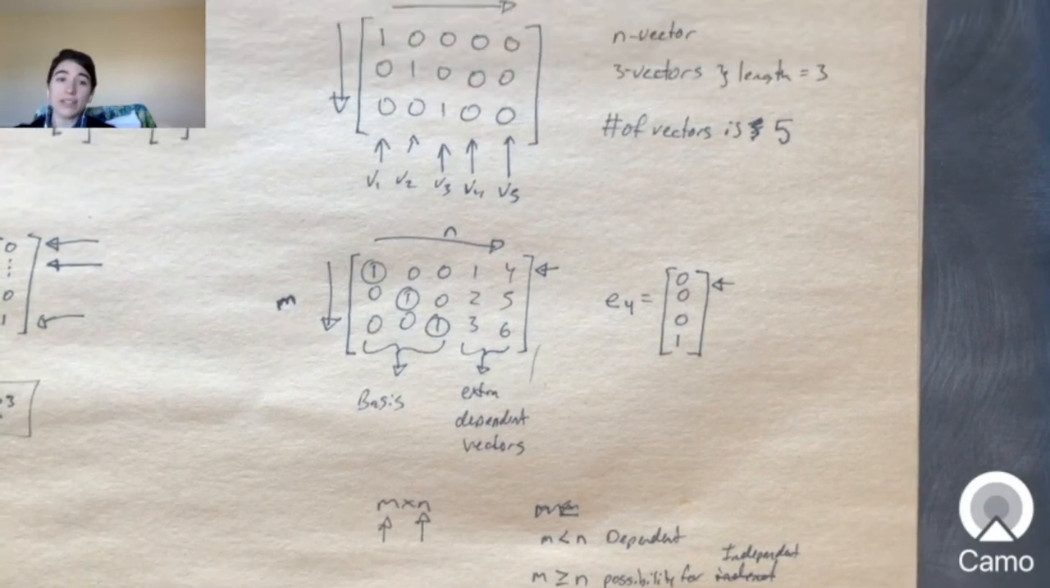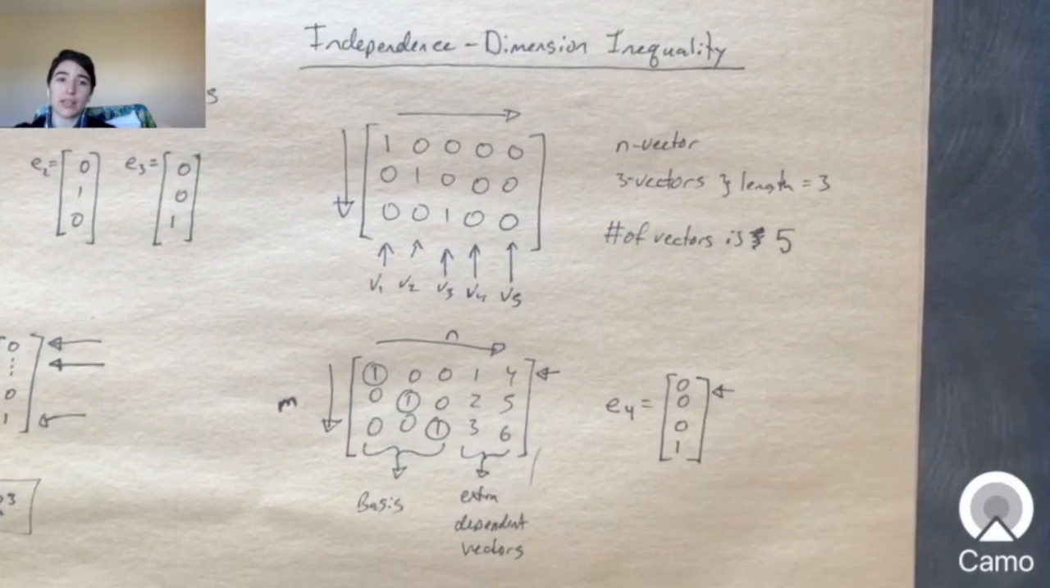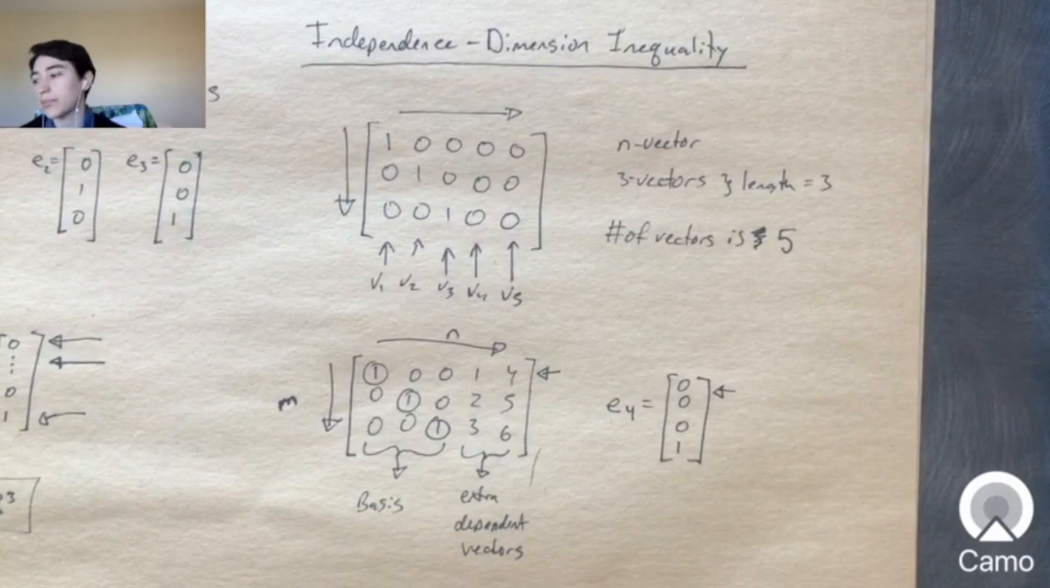Okay, and that's what he's trying to get at in the Boyd book in the section on independence / dimension inequality. And he goes through a big proof. Well, he goes through a proof, depending on what you're used to. It depends on whether or not you consider it to be big.